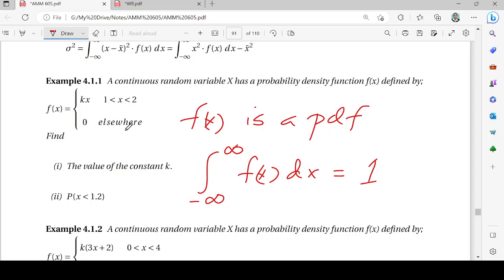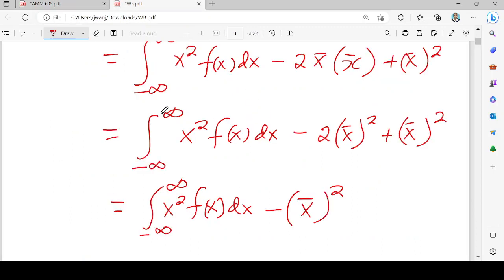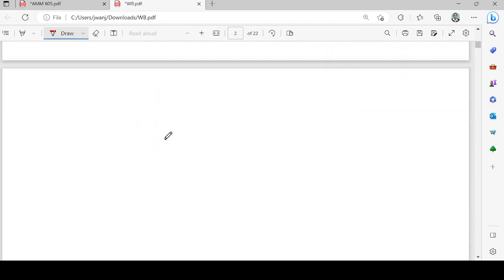Now, notice that when we are working out this integral, this function is 0 at all points except between 1 and 2. So in this case, the lower limit will reduce to 1 and the upper limit to 2, because in all the other region the function is 0 and the integral of 0 is 0. So what we shall be working out is the integral from 1 to 2 of kx dx, and this must give us a value of 1 because it is the total area under the curve.